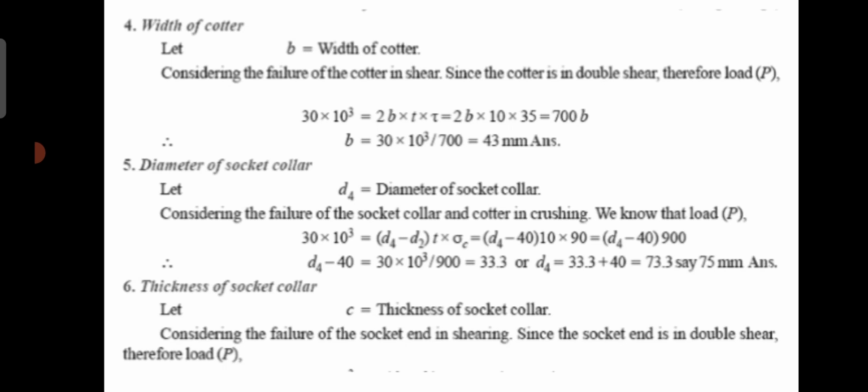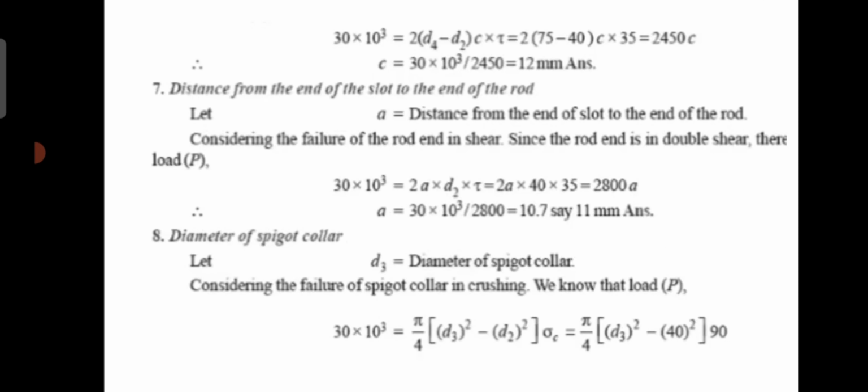Then we are going to find the thickness of the socket collar. Let small c equal the thickness of the socket collar. The suitable formula is P equals 2 × d (d4 − d2) × c × τ, that is equal to 2 × (75 − 40) × c × 35. Finally we can find c equal to 30 × 10³ divided by 2450, that is equal to 12 millimeter. c equals 12 millimeter.